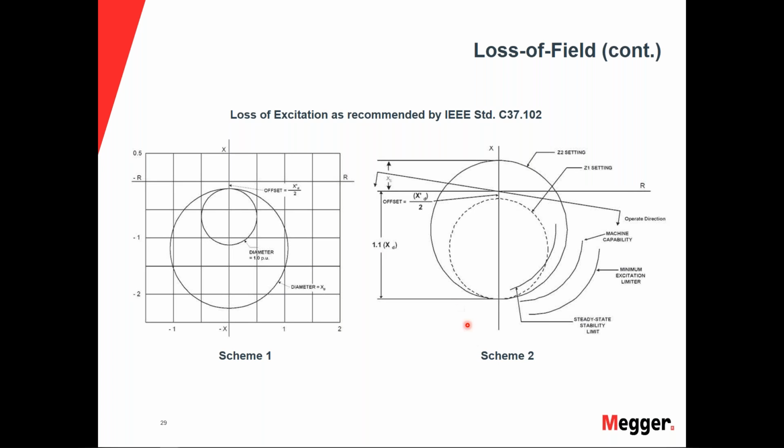The second scheme here uses a negative offset mho, as you can see, with a positive offset mho for zone 2. And then we're also going to add in the directional element as well. What the directional element is going to do is allow us to help avoid nearby faults and stable power swings and transient power swings.